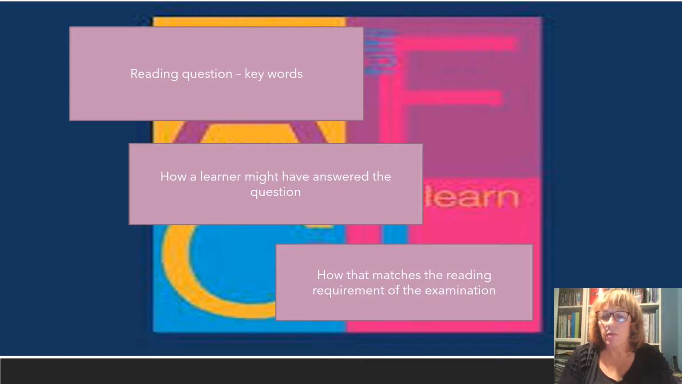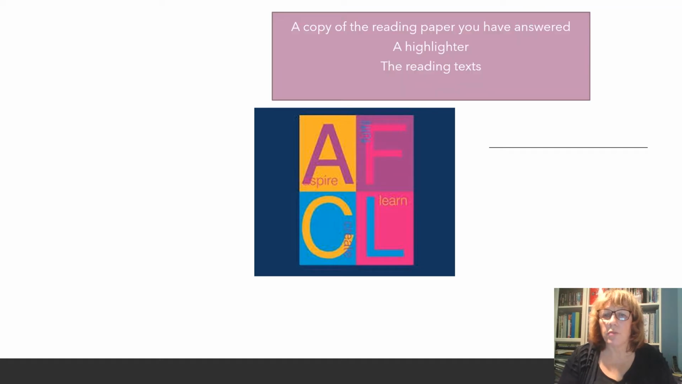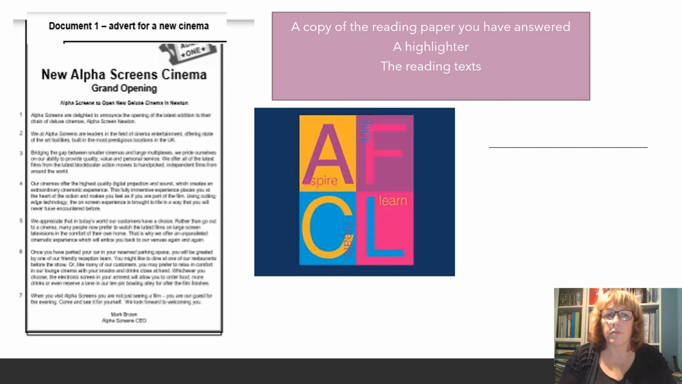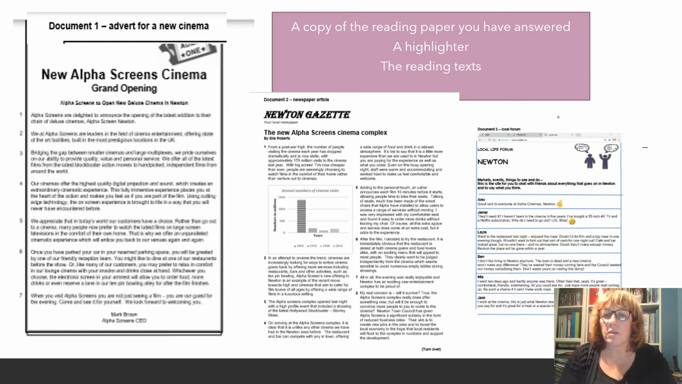So all the way through the videos that we do from now, that's the 3 steps that we will be using. To begin with, you do need to have with you a copy of the reading paper you've answered, a highlighter and the reading text. Now OCR always tells you what type of text you're looking at. This is really important to remember when you're sitting in that exam. So document 1, we're looking at an advertisement for a new cinema. The second document you should have in front of you is a newspaper article. And the third document should be the local forum.